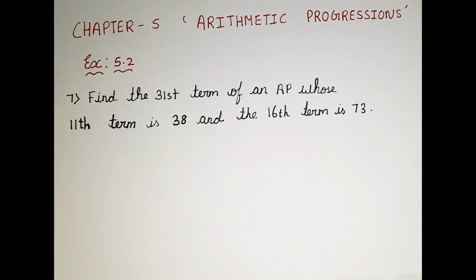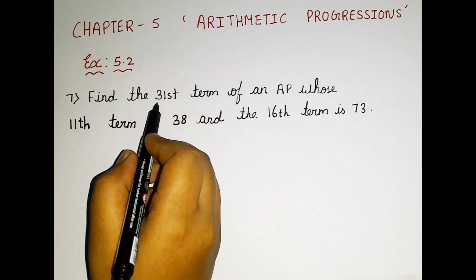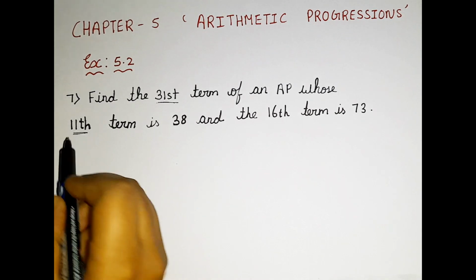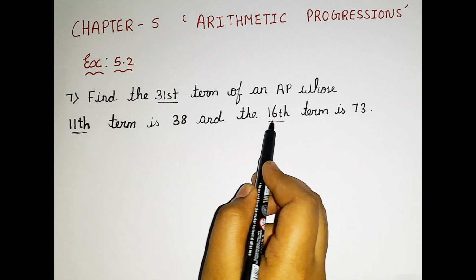So this question is a little bit complicated, isn't it? Why? Because they didn't mention any AP like 1, 2, 3, 4. They didn't just mention an arithmetic progression. Instead they just mentioned the statement. So here they mentioned the 31st term, and then the 11th term, and the 16th term.